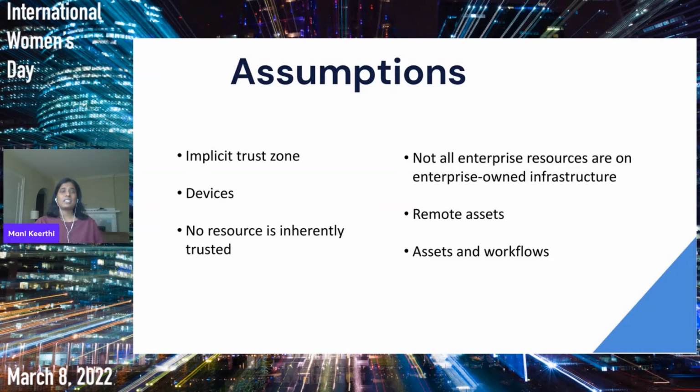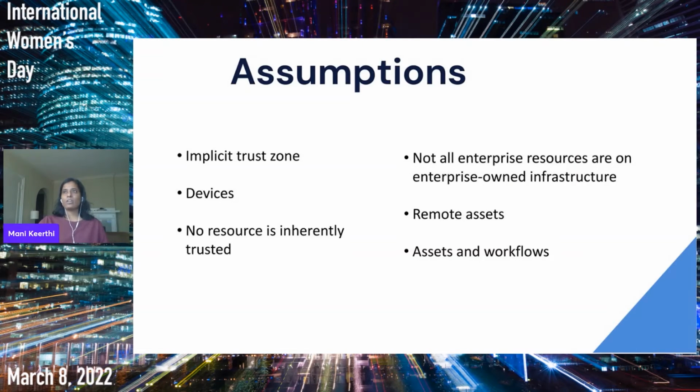So the next one is assets and workflows moving between enterprise and non-enterprise infrastructure should have a consistent security policy and posture. So assets and workloads should retain the security posture when moving to or from enterprise-owned infrastructure. So this includes devices that move from enterprise networks to non-enterprise networks, that is remote users. This also includes workloads migrating from on-premises data centers to non-enterprise cloud instances. So this basically gives an idea of how to implement zero trust with these assumptions being made.